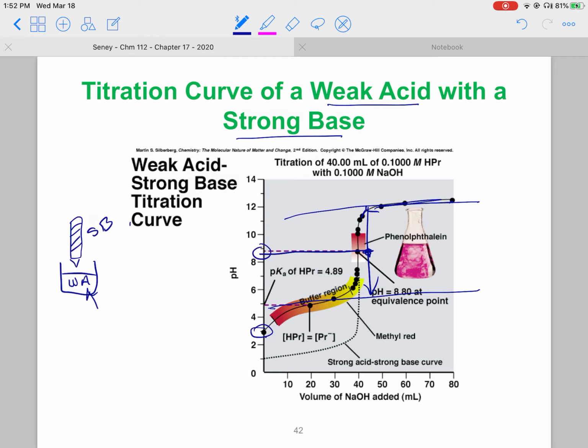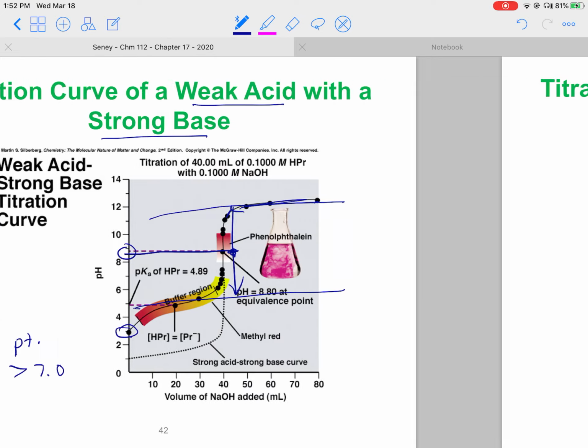Now notice, it is not equal to 7. Anytime you have a weak acid, strong base titration, and you end up at the equivalence, which is not the same as equilibrium, but if you're at the equivalence point, the pH at the equivalence point is greater than, and it always will be greater than 7, and I'm going to prove it to you in just a minute.